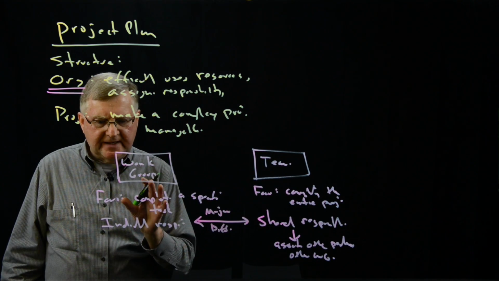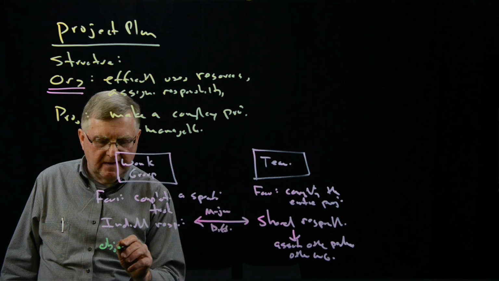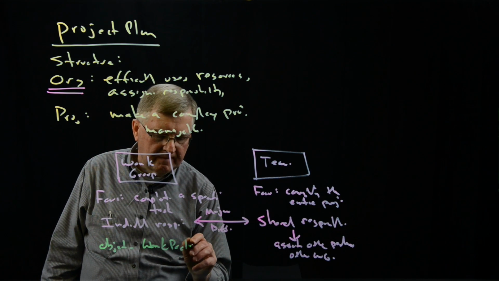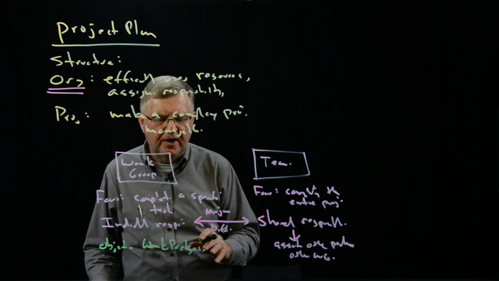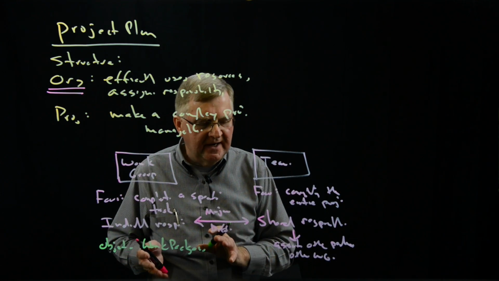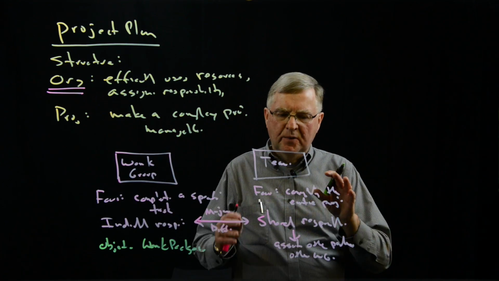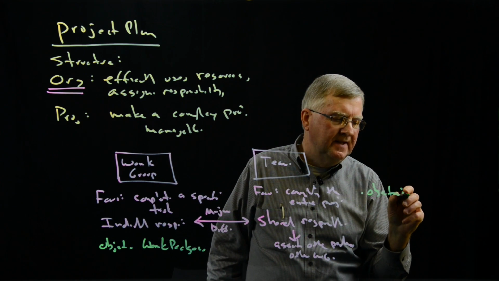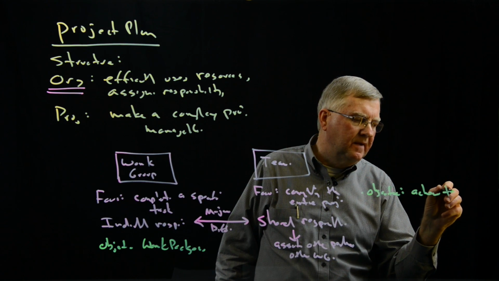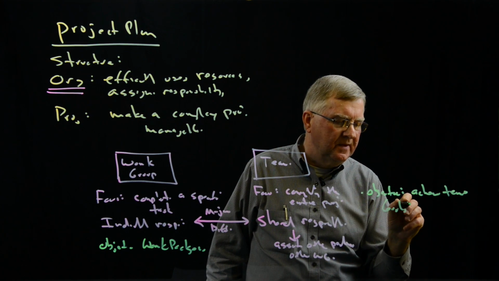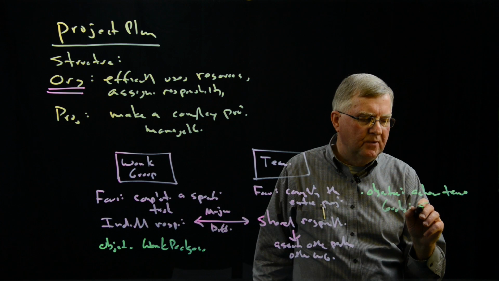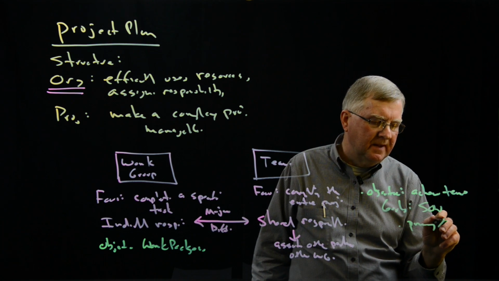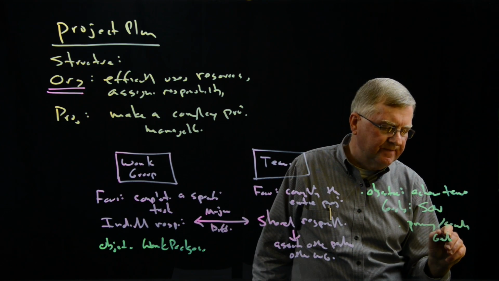Now, the objectives of a work group are defined by work packages. And shortly we'll be talking about what work packages are and what they're composed of. With regard to a team, the objective is to achieve the team's goals. Those goals are found in the statement of work, and those goals also include the primary and the secondary goals.